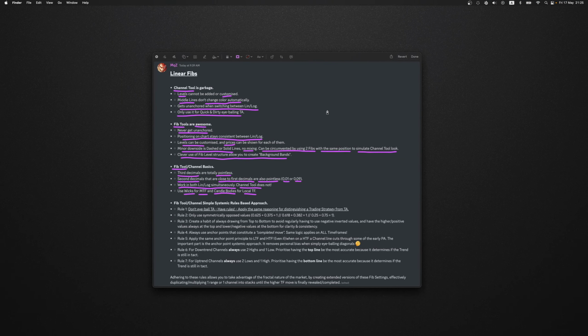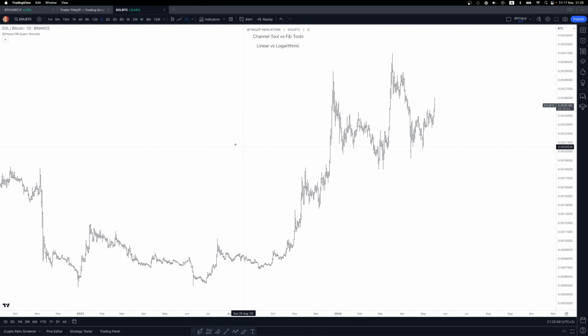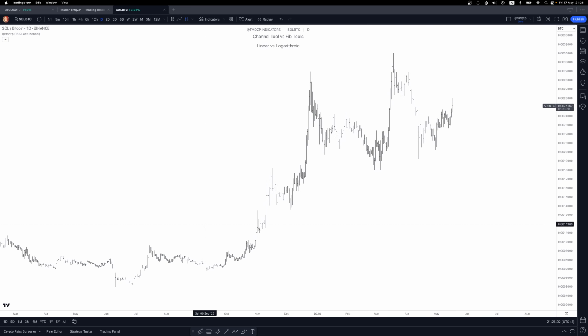So let's dive into how I actually apply them to the chart, right? If you're to draw a diagonal line, how do you decide where you draw it, right? And that's one of the gripes most traders have with diagonals, and the reason why they don't like them is because they're very subjective, right?